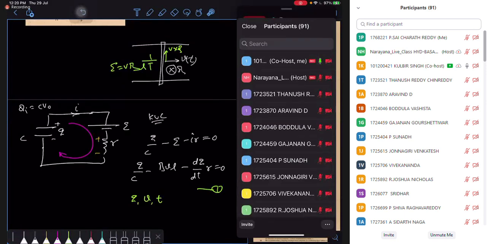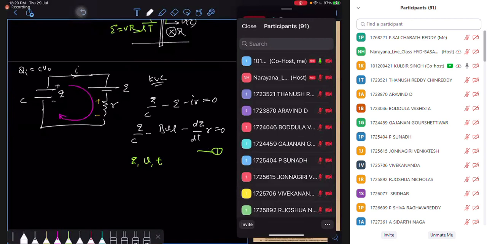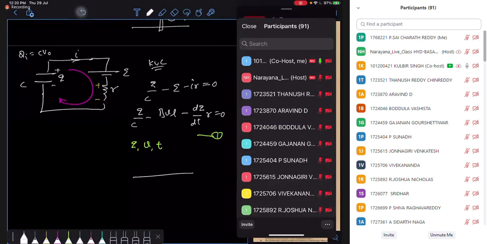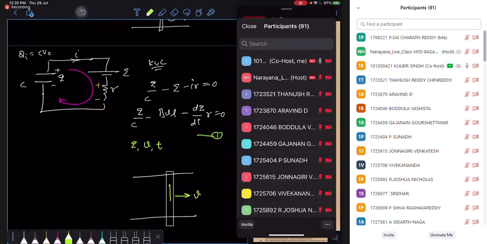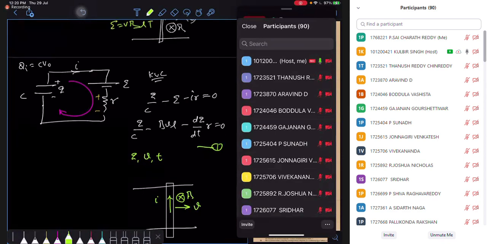But we can take one more equation from Newton's law. Along with Kirchhoff's law, Newton's law also comes into the picture here. If we apply Newton's law, it says the velocity is governed by the net force. You have some current there, and the magnetic field is inwards, so that gives me the direction of force. What is the direction of force?